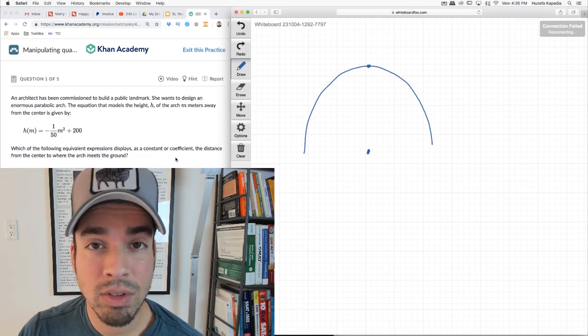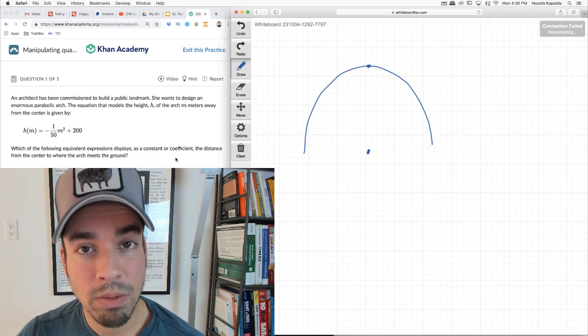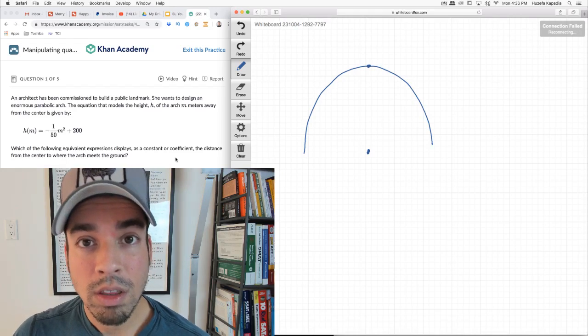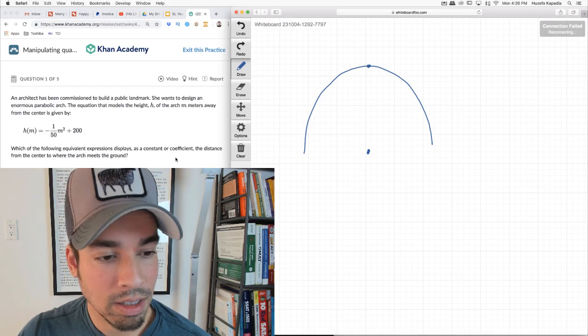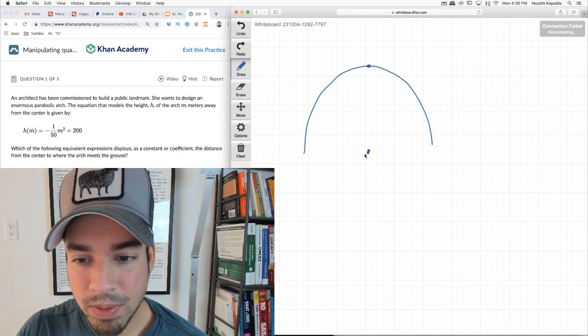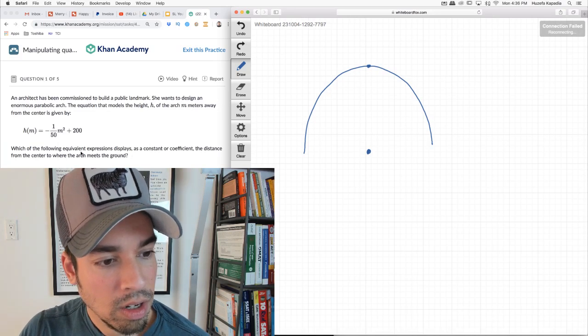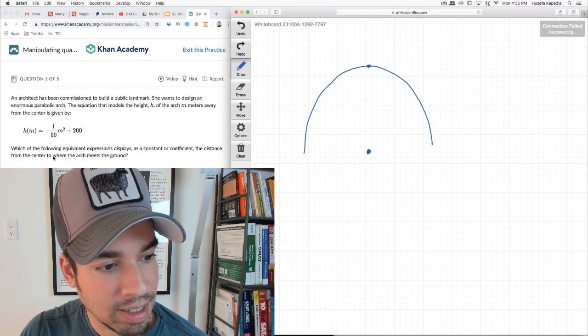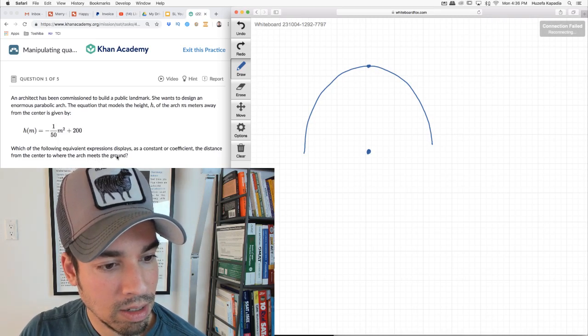I can guarantee you nothing like this will actually be on the SAT. That being said, this is still a good problem to solve in terms of going through the processes. And when you can get something like this or understand how to do something like this, the actual problems on the SAT will be that much easier. Okay, so let me just try and understand again. Which equivalent expression displays the distance from the center to where the arch meets the ground?